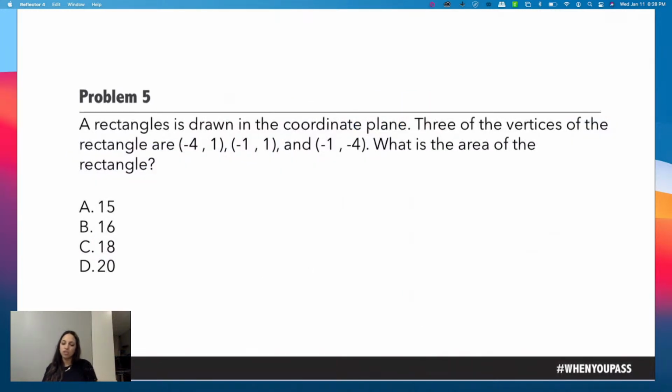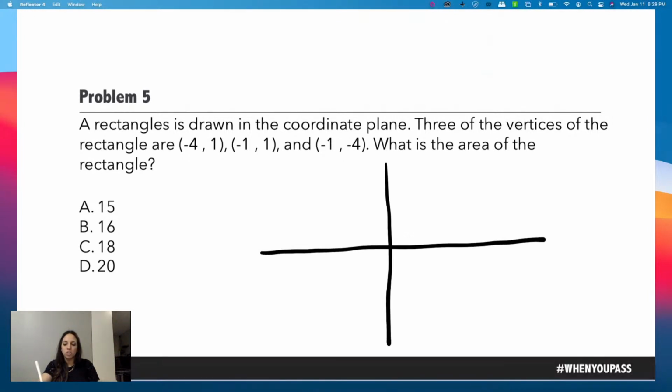A rectangle is drawn in the coordinate plane. Another coordinate plane question, because this is something someone asked for. So again, as we are working together, I really want you to consider what you need help with. 1, 2, 3, 4, 5, 6, 7. Then 5 up on the y-axis. I realized I didn't need to go to 7 because all of my points are less than 7.